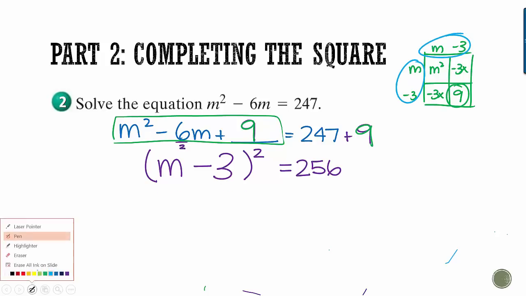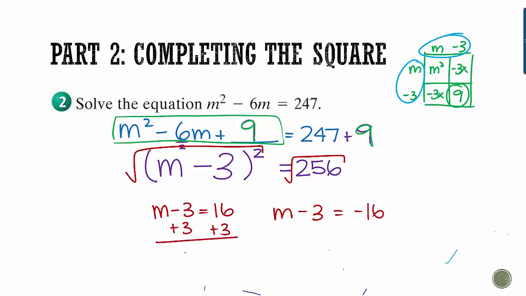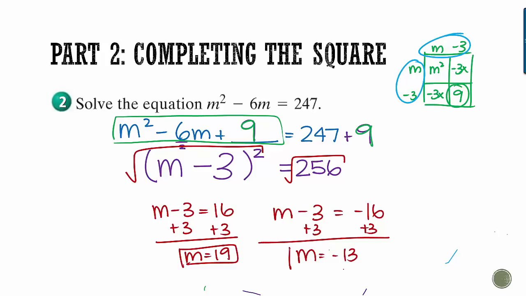And now this is easy to solve because all we've got to do is take the square root of both sides. So I get m minus 3 equals, square root of 256 is plus or minus 16. So set yourself up 2 equations, and then you can solve. So 19 is one answer, and negative 13 is an answer.